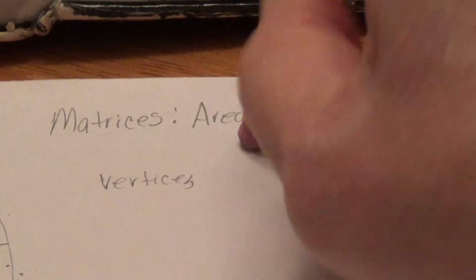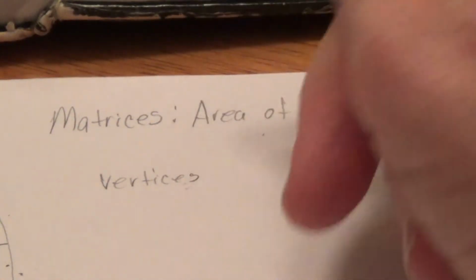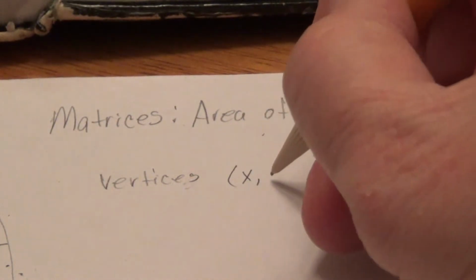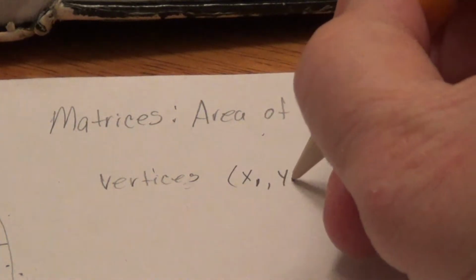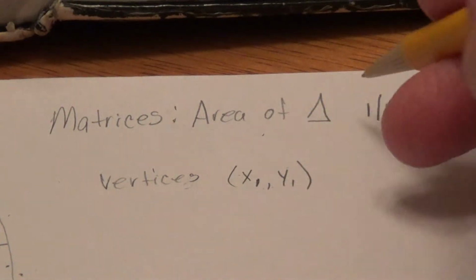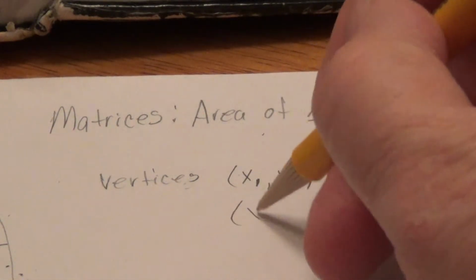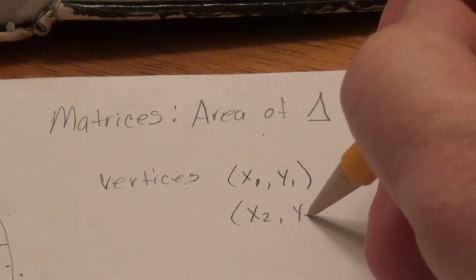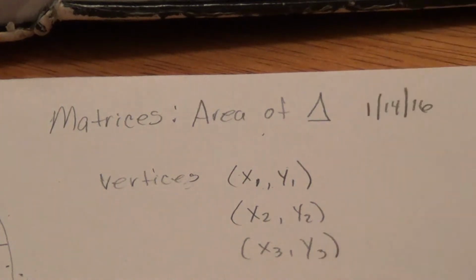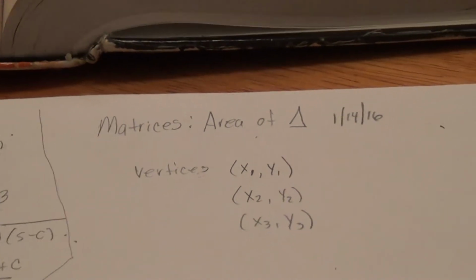So let's say that the vertices of the triangle are known, and they are going to be, in general, the first vertex is x1, y1. That's x sub 1, comma, y sub 1. And x sub 2, y sub 2, x sub 3, y sub 3. So those are the three vertices of our triangle. So let me give a quick sketch of that.